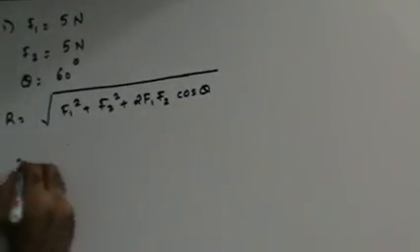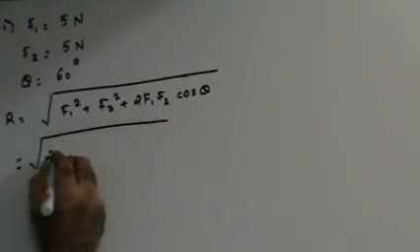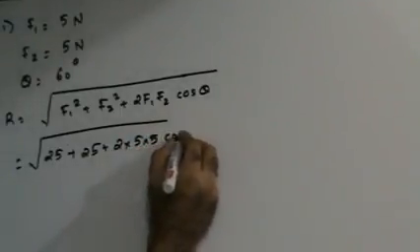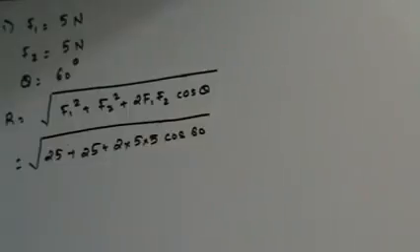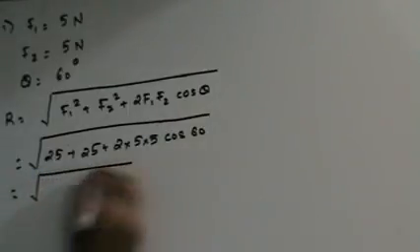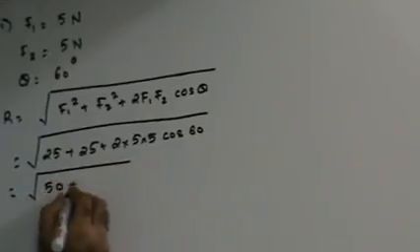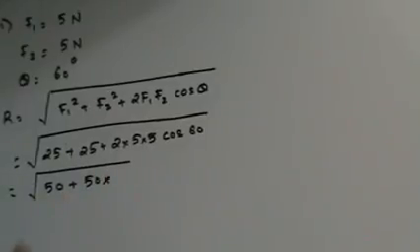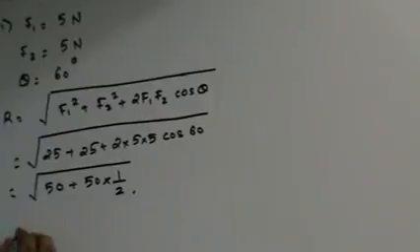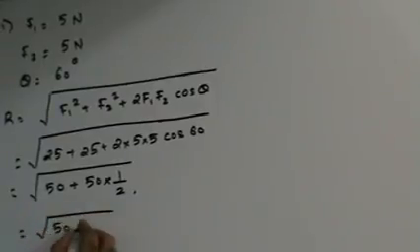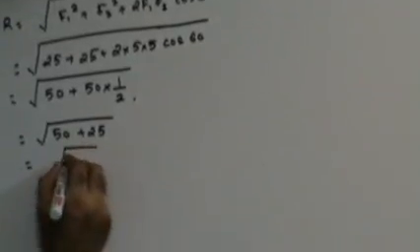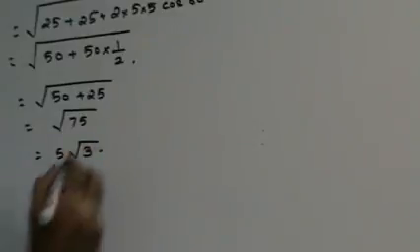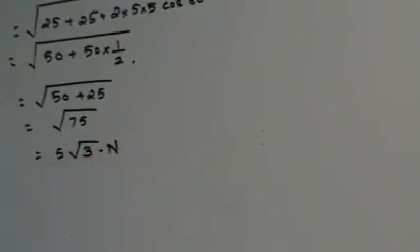So in that case, this is going to be the square root of, guys, see this, 25 plus 25 plus 2 into 5 into 5 cos 60. So this is going to be the square root of 25 plus 25, that's 50, plus 50 into cos 60. Cos 60 is nothing but 1 by 2. So this is going to be root of 50 plus 25, root 75, which is nothing but 5 root 3, right? So the resultant vector will be 5 root 3 newtons, right?